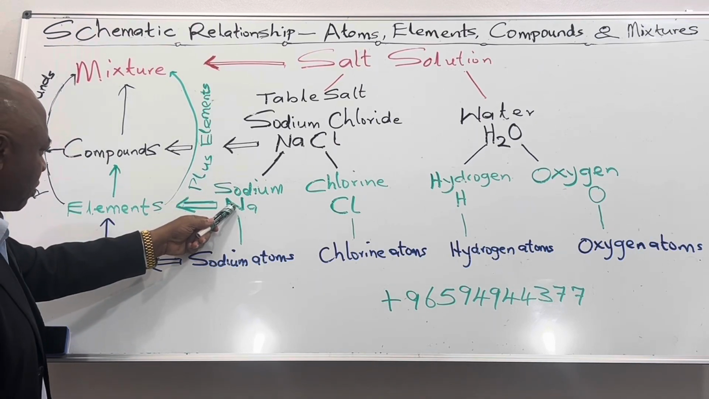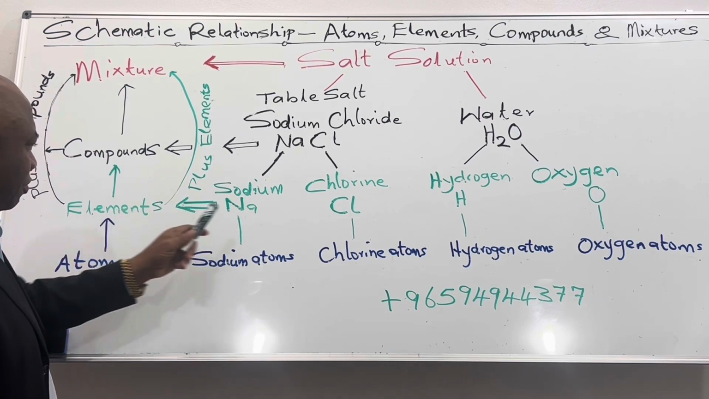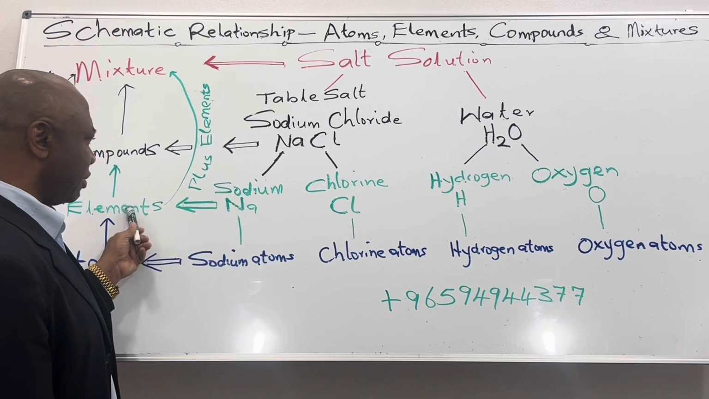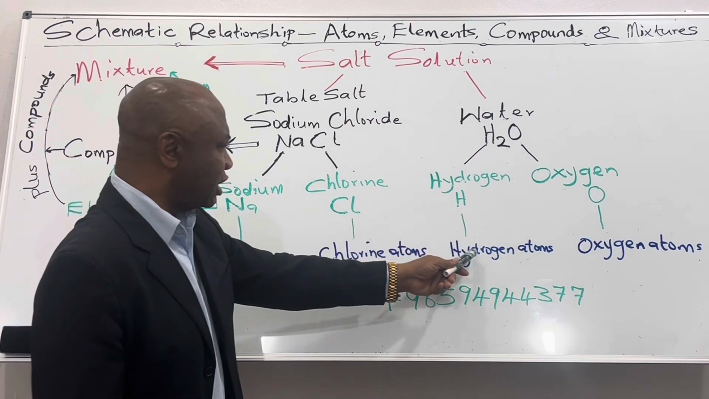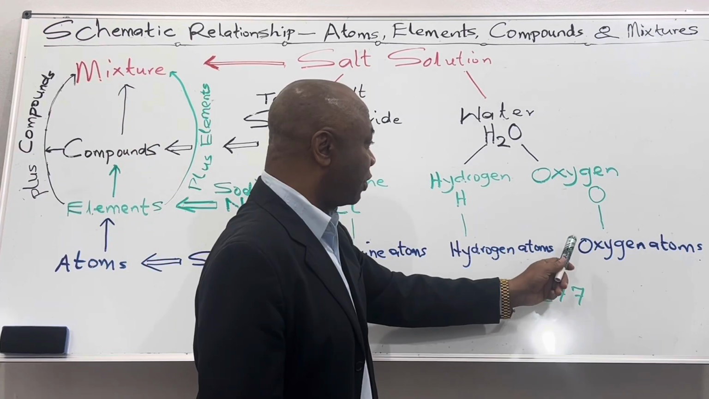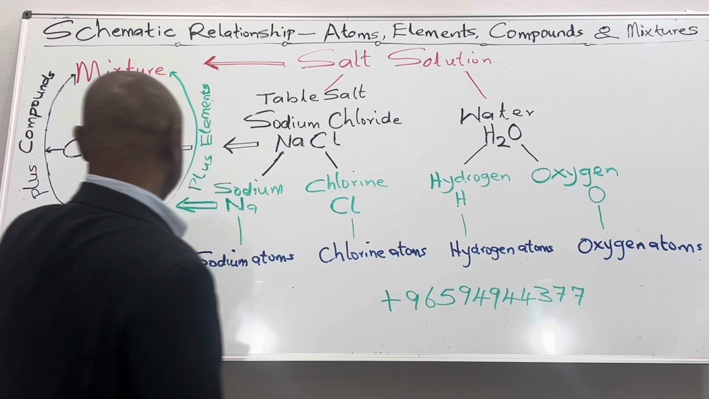Because sodium is made up of the same kind of atoms, sodium is an element. Because chlorine is made up of the same kind of atoms, chlorine is an element. Because hydrogen is made up of the same kind of atoms, hydrogen is an element. And because oxygen is made up of the same kind of atoms, oxygen is an element.